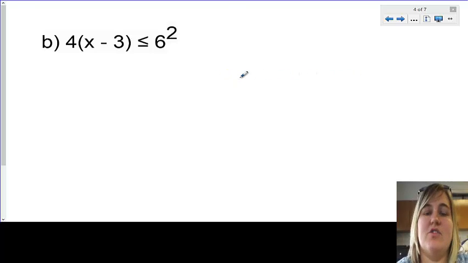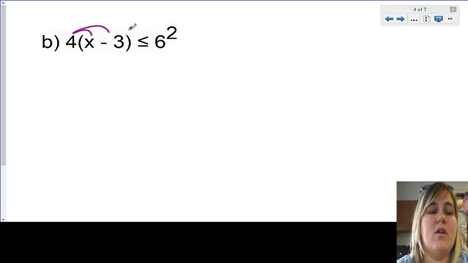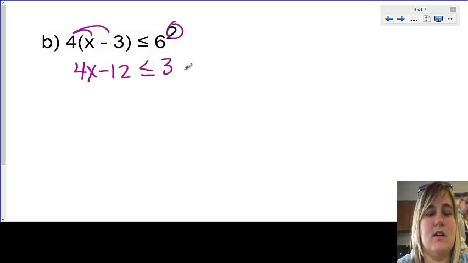On the next one, I have to do some simplifying again. So I'm going to start by distributing my 4 and taking care of this exponent. So when I distribute the 4, I have 4 times x is 4x minus 4 times 3 is 12 is less than or equal to 6 squared is 36.